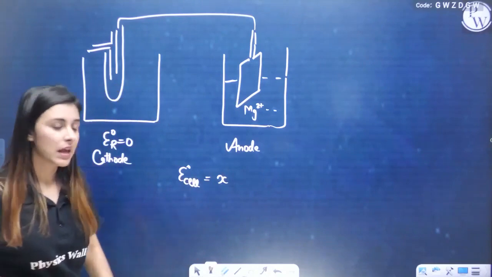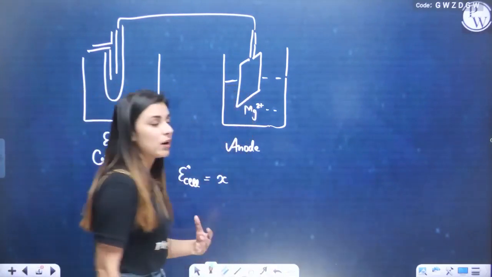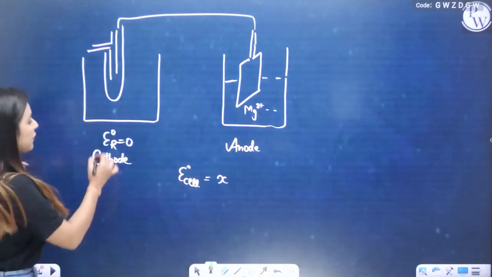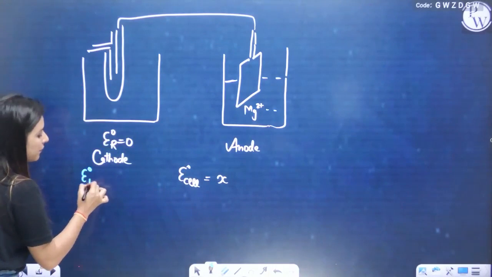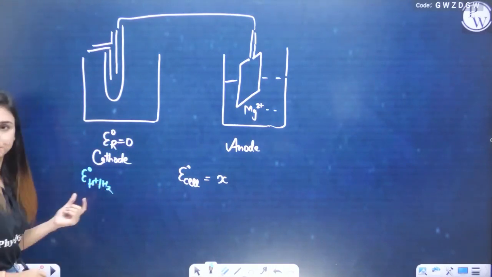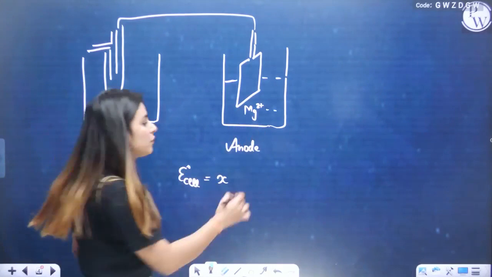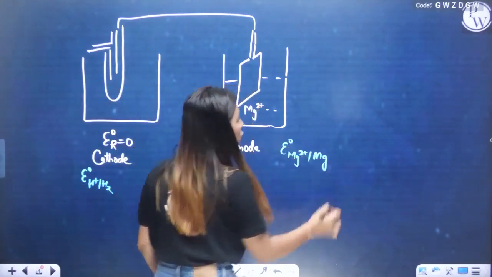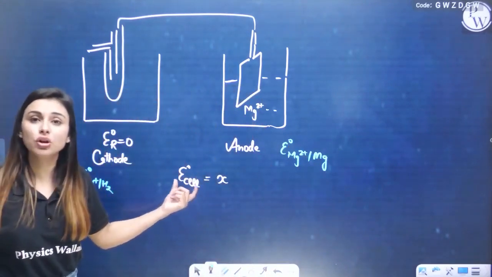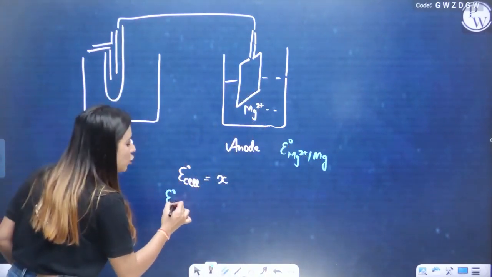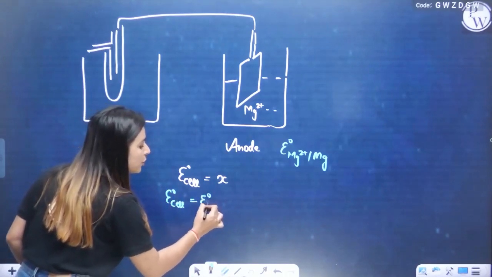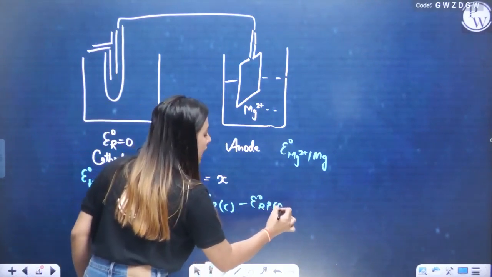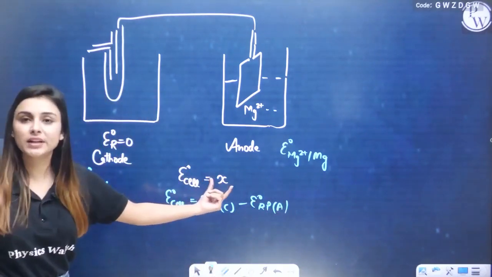X. Now my dear students, how can we find out the reduction potential of the anode, that is your magnesium? If I talk about the reduction potential here, this will be from H plus to H2. For the anode part, this would be Mg2 plus to Mg. If you are supposed to calculate the E naught of cell, we know that E naught of cell is equal to E naught reduction potential of cathode minus E naught reduction potential of anode. I know that E naught of cell was X.